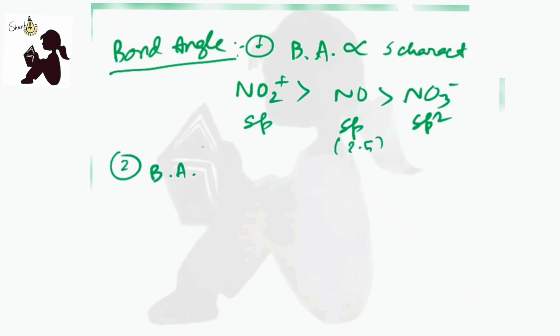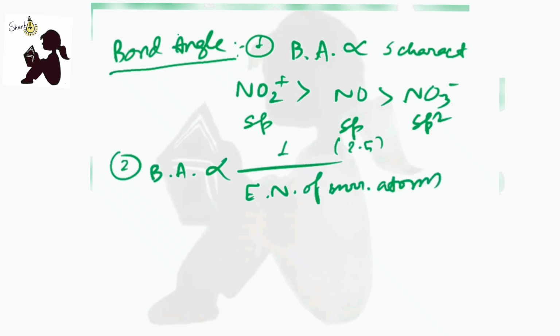Okay, so next is our bond angle is inversely proportional to electronegativity of surrounding atoms. That means ligands. So if we have to conclude the bond angle from any atom, we are now going to see its surrounding atoms. If the surrounding atoms' electronegativity is high, the bond angle will decrease in that case.